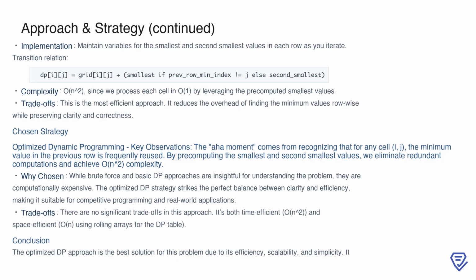The optimized dynamic programming method stands out because it leverages the problem structure to eliminate redundant calculations. The insight here is recognizing that the minimum values in the previous row are frequently reused, and pre-computing them avoids repetitive work. This makes the solution both elegant and efficient. Compared to brute force or the basic DP approach, this method strikes the perfect balance between clarity and computational performance, which is ideal for competitive programming scenarios.